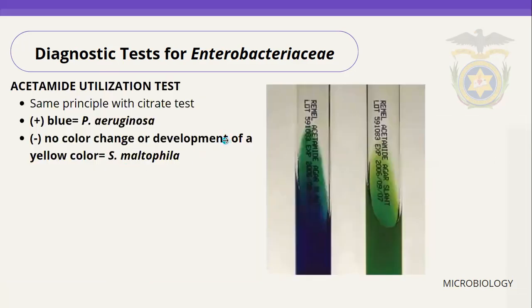So for our next test, we have the acetamide utilization test. This test has the same principle as the citrate test. The positive color here is blue, which can be seen in Pseudomonas aeruginosa. And the negative reaction is no color change or development of a yellow color, which can be seen in Stenotrophomonas maltophilia.